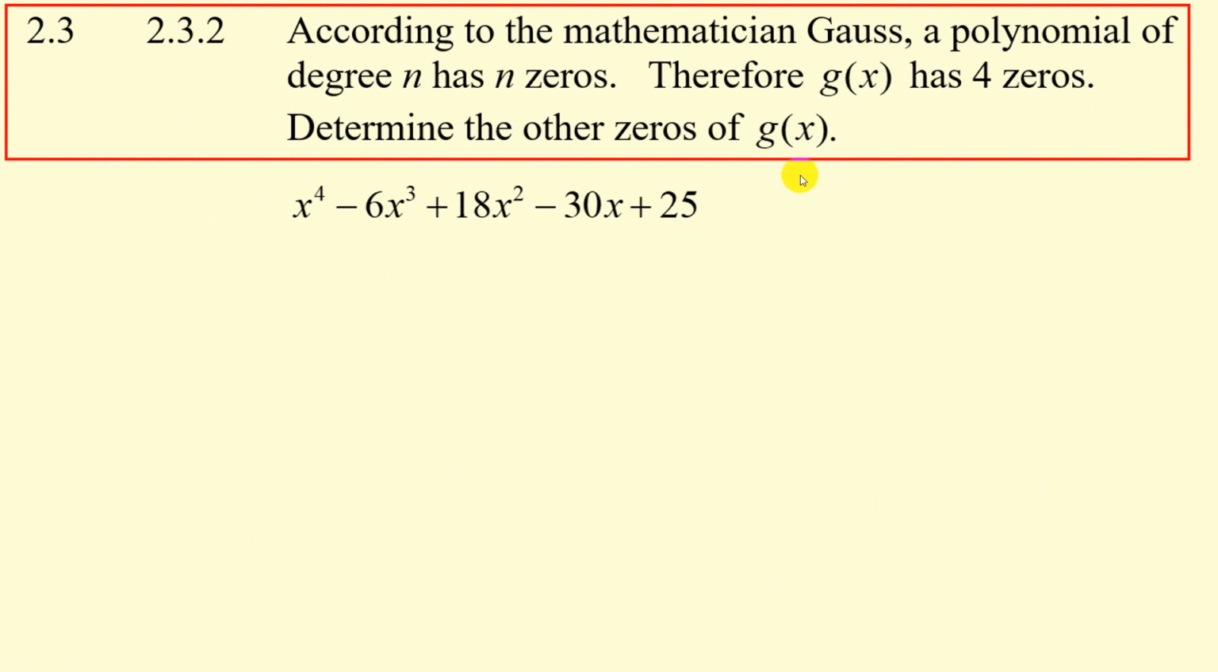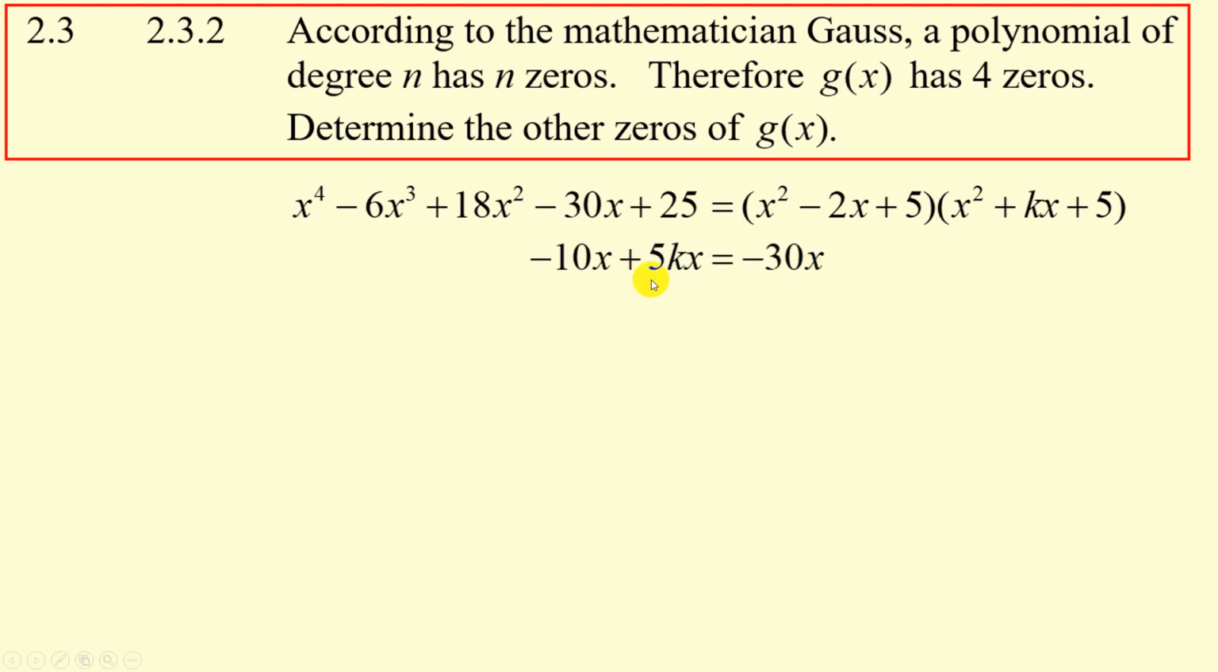Now, in order to find the other zeros, we need to factorize this further. We already know that x squared minus 2x plus 5 is a factor from 2.3.1. So now that means that the first term must be x squared in the second factor to give us x to the 4. That's a 25, that's a 5, therefore the last term in the second factor must be 5. 5 5s are 25. We don't know what the middle term is, so we'll call it k, plus kx. Now we're going to just equate the coefficients, well, the terms containing x.